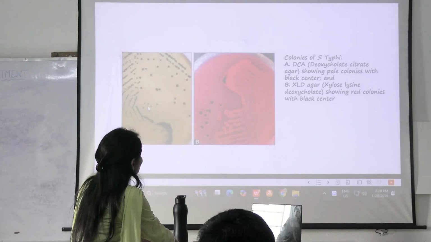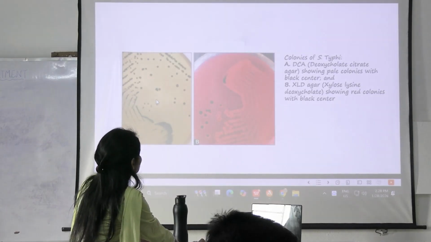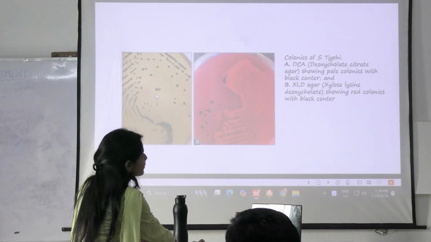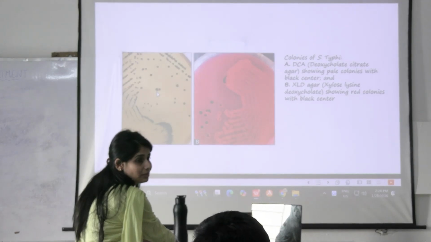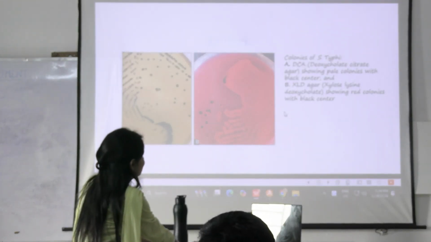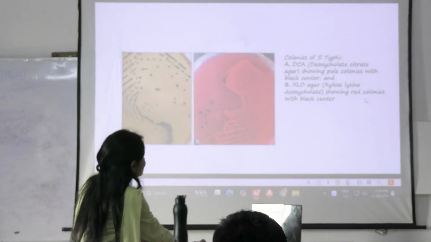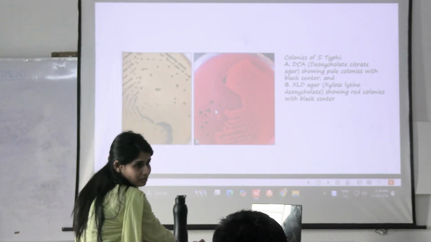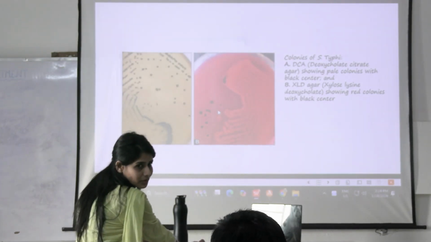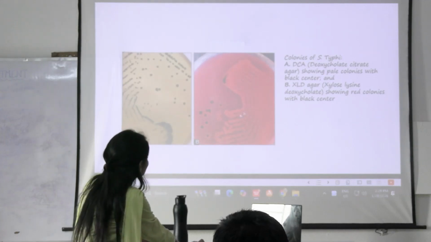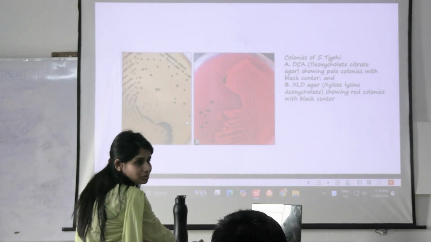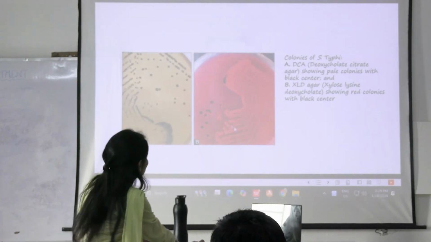This is how it would look. This is DCA, deoxycholate citrate agar. It shows pale colonies with a black center. And xylose lysine deoxycholate agar shows red colonies with a black center. Okay? Can you just remember the color and how it looks? Okay?